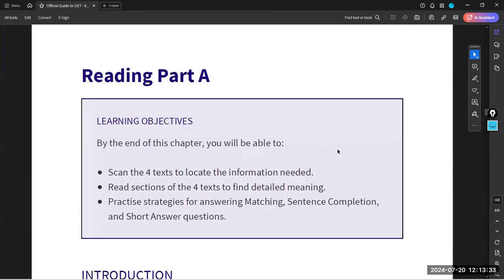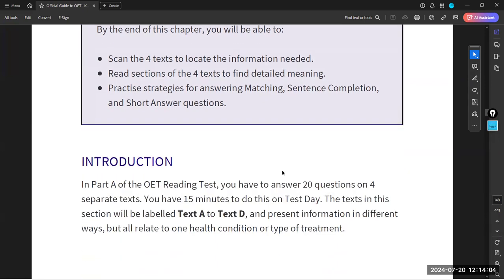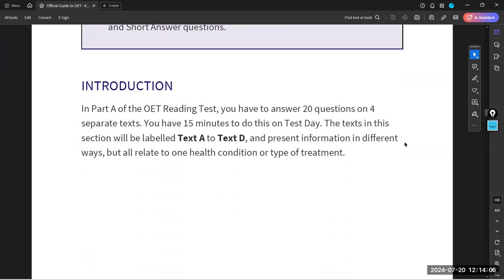Now, this is reading in part A because we have to start part A and we will try to finish discussing part A today. So we have to scan 4 texts to locate the information needed. We have to read the sections of the 4 texts to find detailed meaning, and we have to practice these strategies to answer, matching the information, completing the sentence, and completing or answering by writing a short answer. So these are the types of questions you will have in part A.